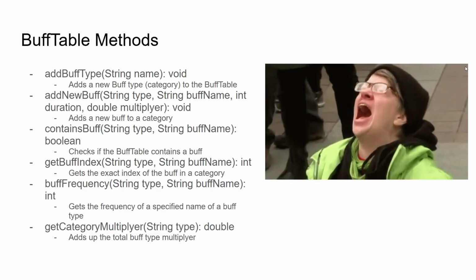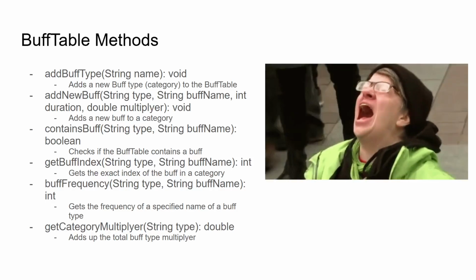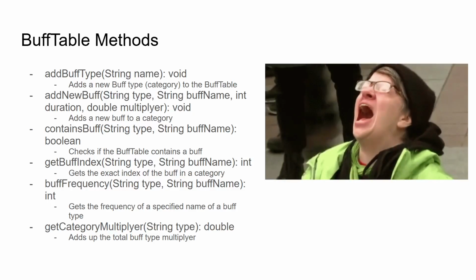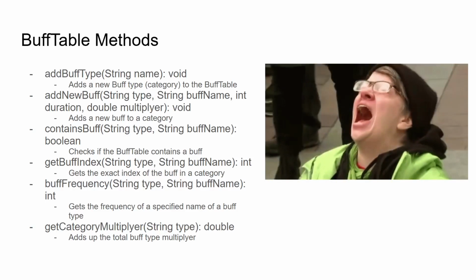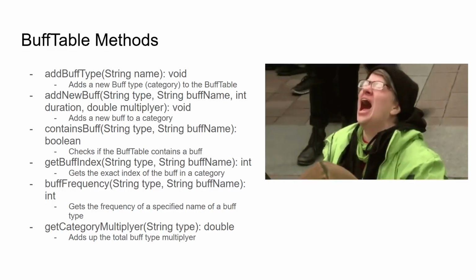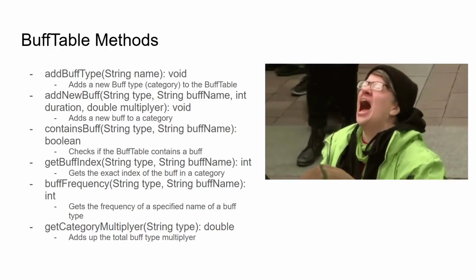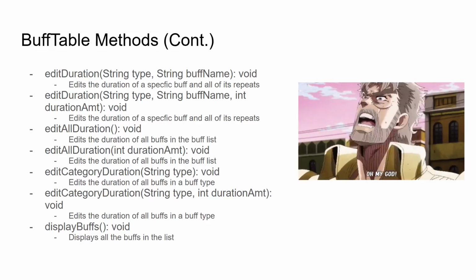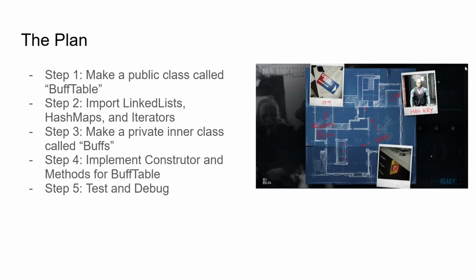Now, let's explain my methods in my BuffTable. The addBuffType method adds a new buff category. We can add individual buffs to that category using addNewBuff. We can use contains_buff, getBuffIndex, and buffFrequency to check if a buff exists in a category in the buff table. To get the total multiplier of the buffs, we use the getCategoryMultiplier method. Of course, we can modify our buff durations using these methods here. Lastly, here is my plan. Let's go to VS Code.